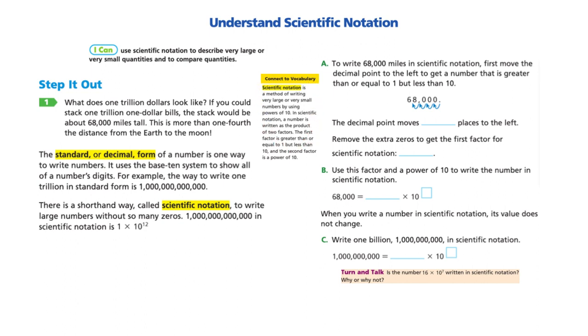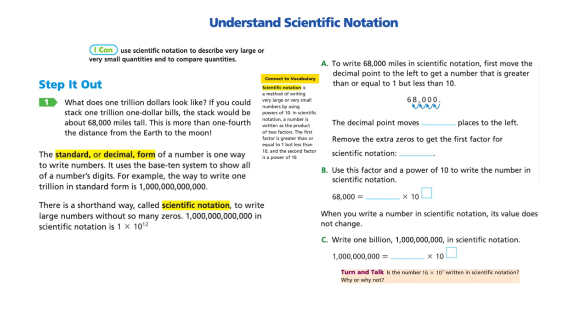Scientific notation is a method of writing very large or very small numbers using powers of 10. In scientific notation, a number is written as the product of two factors. The first factor is greater than or equal to 1, but less than 10. And the second factor is a power of 10. I think you've done this a little bit before, but you'll see how that works as we go along. So what does $1 trillion look like?